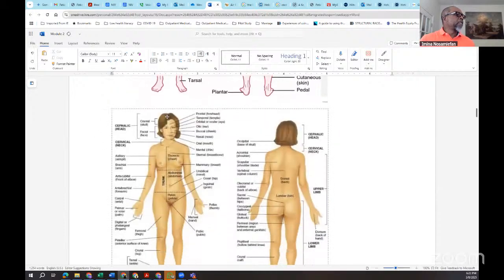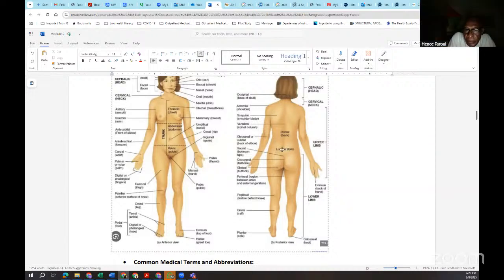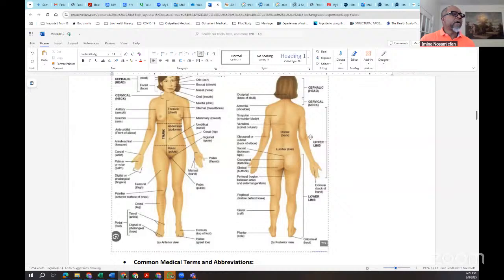All right, so again, cervical is the neck. So we will need to know all of this, okay? Dorsal is the back, lumbar is the lower back. Sacral is between the hips, okay? Lower limb, upper limb.